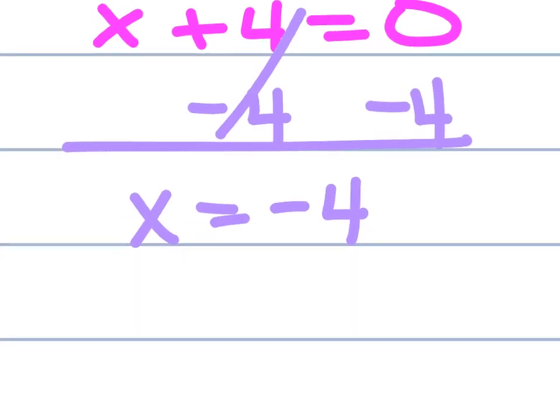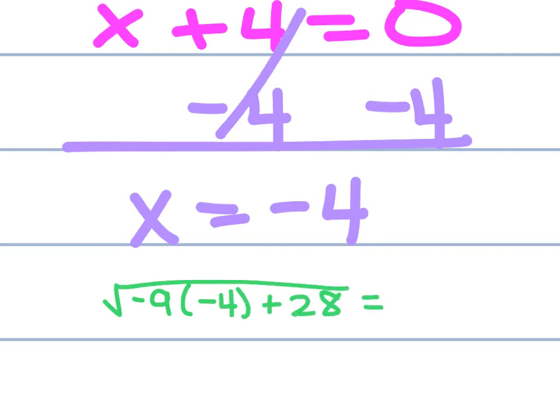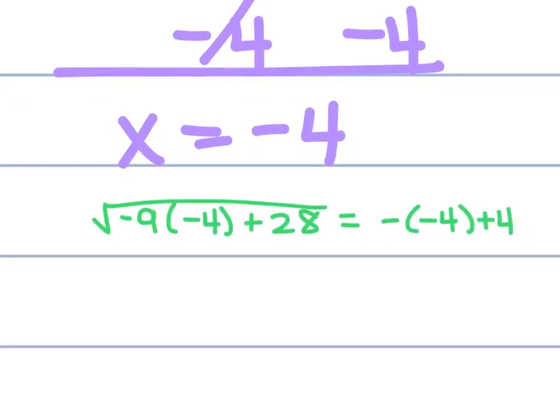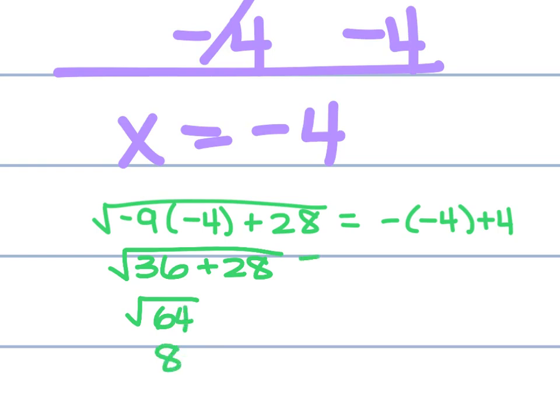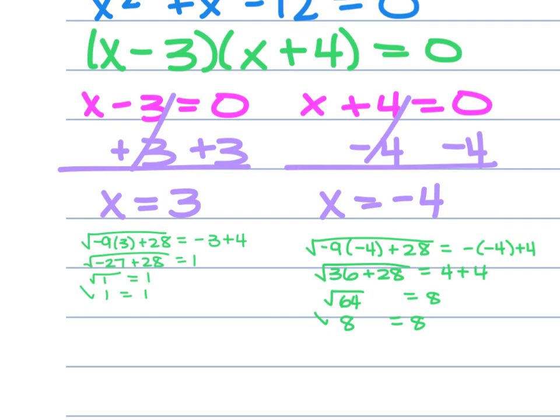Try the negative 4. We're going to have the square root of negative 9 times negative 4 plus 28 is equal to negative times negative 4 plus 4. So negative 9 times negative 4 is 36 plus 28. The 36 plus 28 is 64. The square root of 64 is 8. On the other side, the negative times the negative is a positive. 4 plus 4 is 8, and 8 is equal to 8, so that is a solution as well. So both of these are solutions in this case.